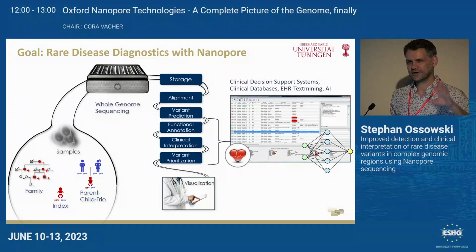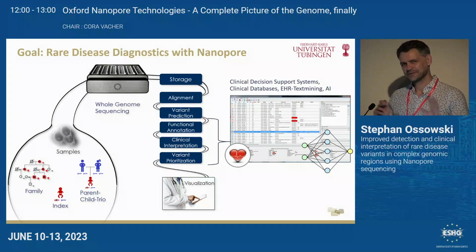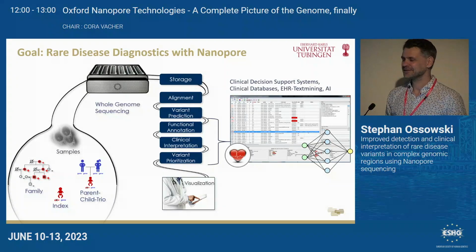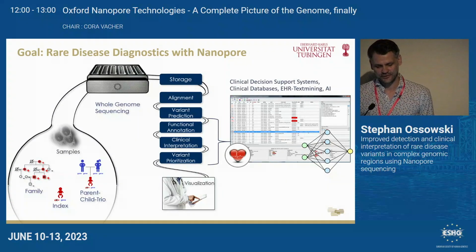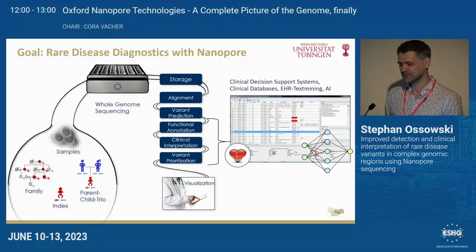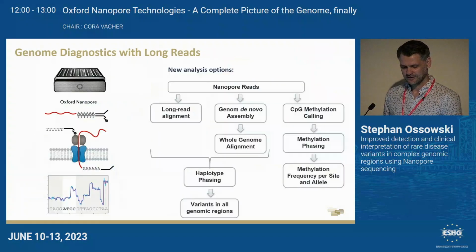You have the sample collection and wet lab part. That's not so much my field. Then you have the analytical part, where you have to find the variants, annotate them, and so on. And then you have the clinical interpretation using some clinical decision support system. I will focus today on the middle part here, which is the computational analytics of Nanopore data so that we can reliably call the causal variants.